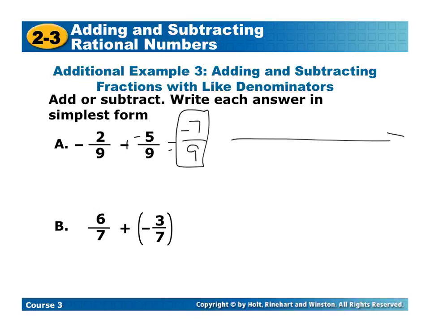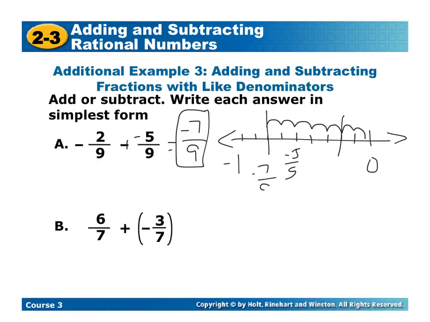If you wanted to think about this on a number line, here would be 0, 1/9, 2/9, 3/9, 4/9. Here would be -5/9, 6, 7, 8, 9, and this would be -1. So we would go to -2/9, and then we're going to go 1, 2, 3, 4, 5 more. We'd end up at -7/9.